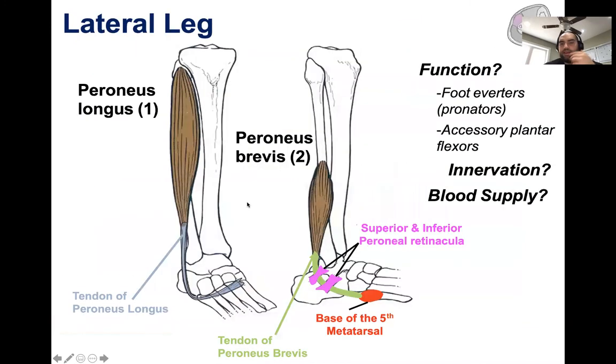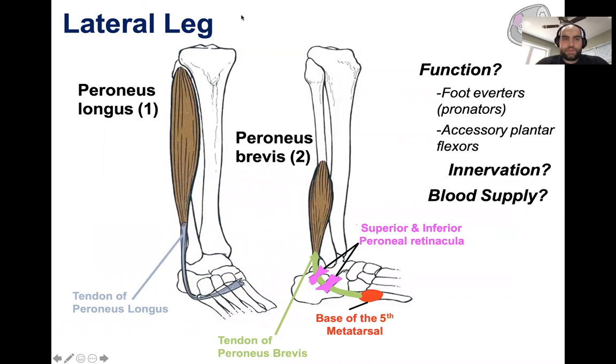Awesome stuff. All right, so let's briefly get into the lateral leg. And then what I think we'll do is we'll start lecture 6 next time, right after foot osteology.